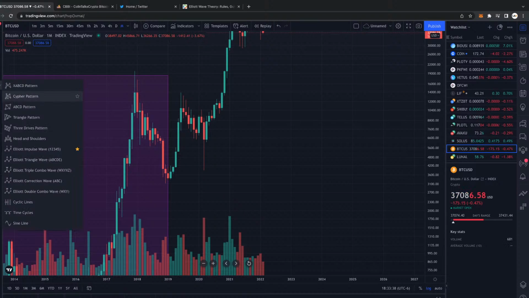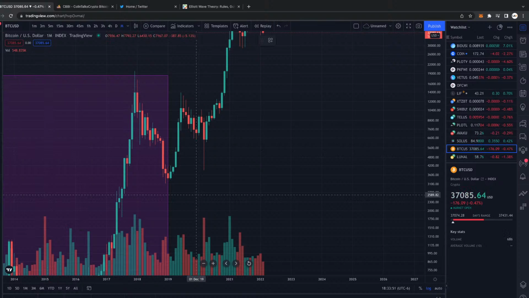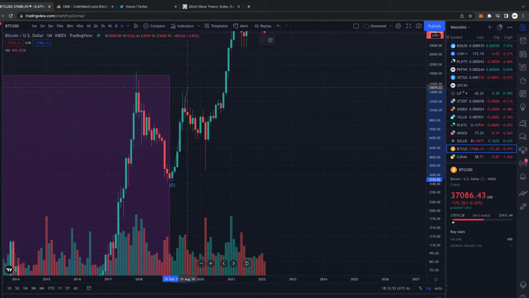So these are a bunch of different patterns. X, A, B, C, D pattern, cipher pattern, A, B, C, D pattern. These are all different triangle patterns, three-divisional patterns, head and shoulders. Elliott wave impulse is what I want to use first. Okay? So let's assume that this low here is our 0. Up here we had 1. Up here was our 2.